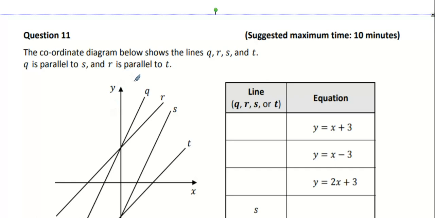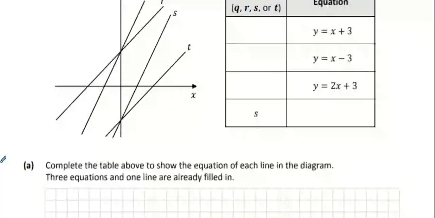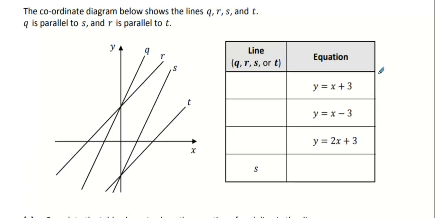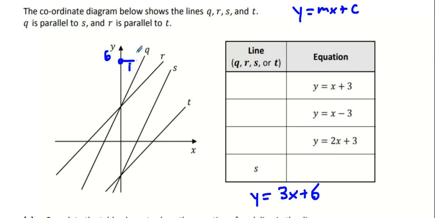Next one, we have a couple of lines and we've got to match up the equation with the line. Now there's a formula which is called y equals mx plus c. If I was to write a formula of, let's say, 3x plus 6, what this means is that it'll cross the axis at 6 and it goes 1 across 3 up every time. So it's quite a steep slope, like so. So this line would be coming in something like this, very steep.